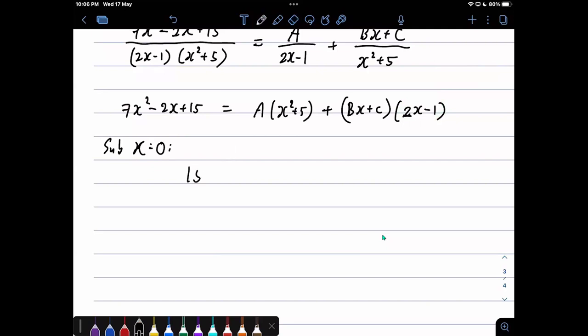So I end up with just a 15. Then this one is 0 squared plus 5, 5a. And 0 times b, what a coincidence, the b disappears. Very nice. Then left with just c times 2 times 0 minus 1, negative 1. Very good. So we now have one equation in one unknown. No, that's not correct. It's one equation in two unknowns because there's an a and a c.